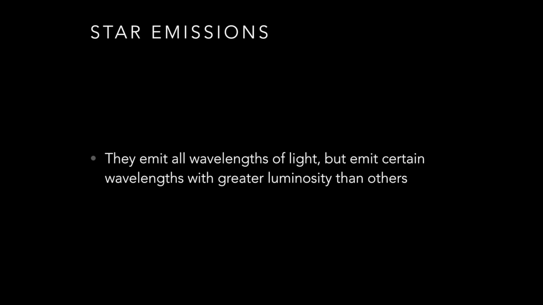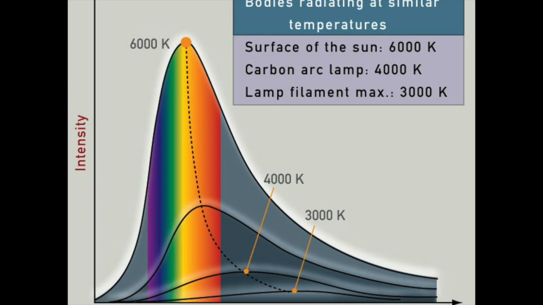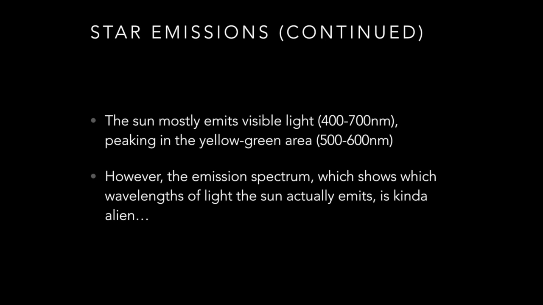Stars emit all wavelengths of light, but they do not emit all wavelengths of light with the same luminosity. Here's a graph of all of the different wavelengths that our sun emits. As you can see, the sun mostly emits visible light, peaking in the yellow-green area, which is 500 to 600 nanometers, as compared to the visible light spectrum, which is 400 to 700 nanometers.